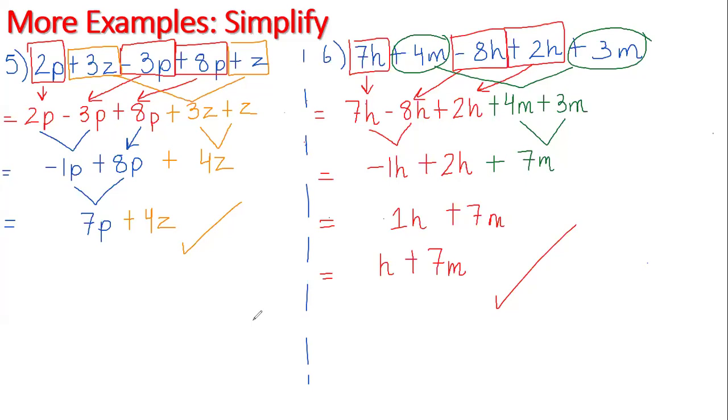Good night, Mr. Petit. Good night. Hello, Mr. Petit, excuse me. My answer is still right. I have 1H plus 7M. 1H plus 7M is the same thing. Okay, thank you.